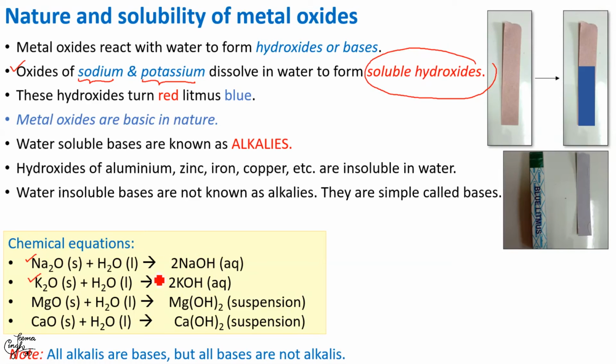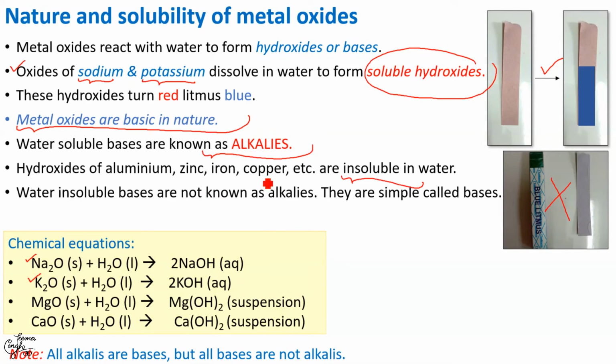When we test these hydroxides with both red litmus and blue litmus paper, we find that they turn red litmus blue but have no effect on blue litmus paper. Thus, metal oxides are basic in nature because they react with water to form bases. Since the hydroxide formed are soluble in water, we call these bases as alkalis. Only few metal oxides such as sodium oxide and potassium oxide are soluble in water. Most of them are insoluble in water, and thus the corresponding hydroxides remain as suspension.